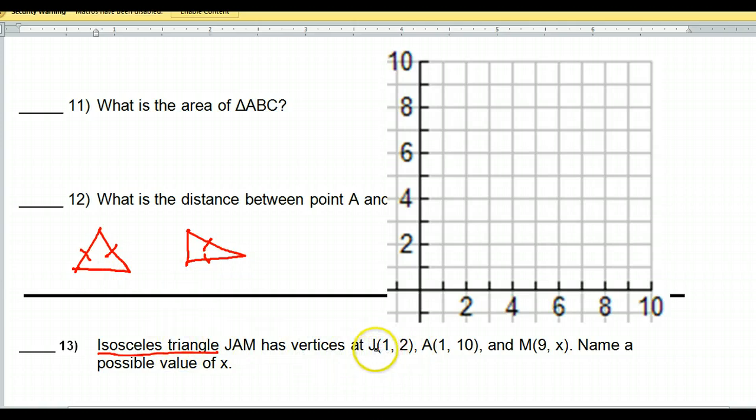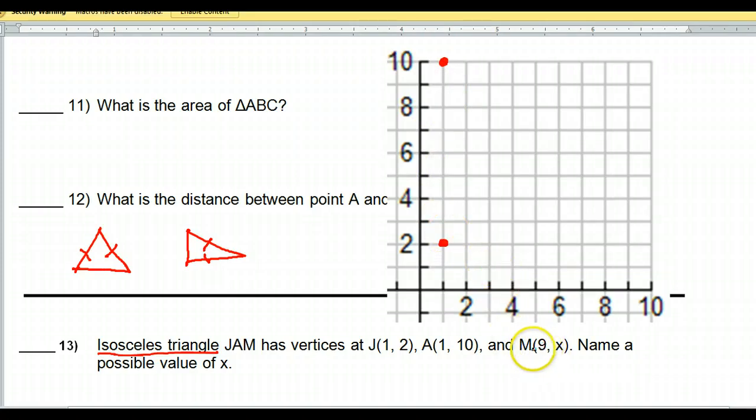But here's what we know. We have one vertex at the point 1, 2. So here's 1, 2. That's a vertex. We have another vertex at 1, 10. So 1, 10 is right there. Okay, so this is basically one side of the triangle.